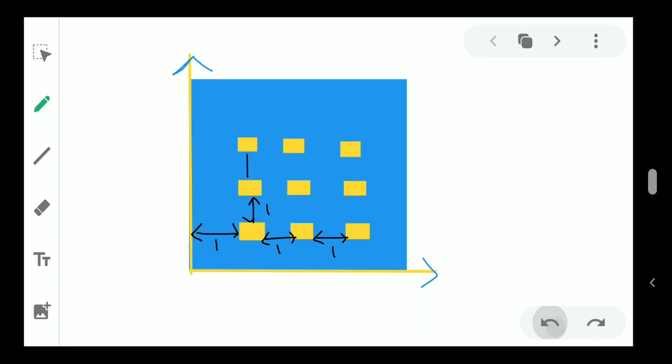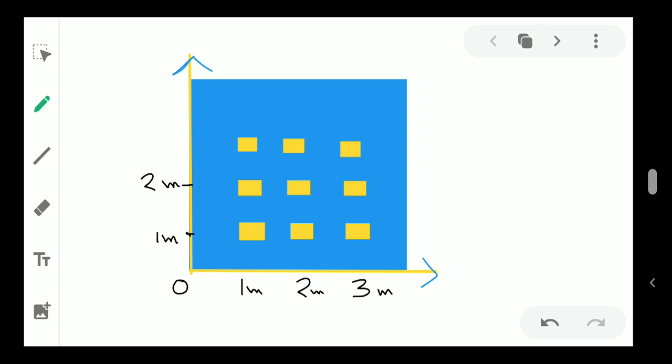So what I will do now is write here that this is 0, this is 1 meter, this is 2 meter distance, and this is 3 meter distance. Okay, and again in this line I can say that this much is my 1 meter if I go up, and this is my 2 meter, and this is my 3 meter distance.